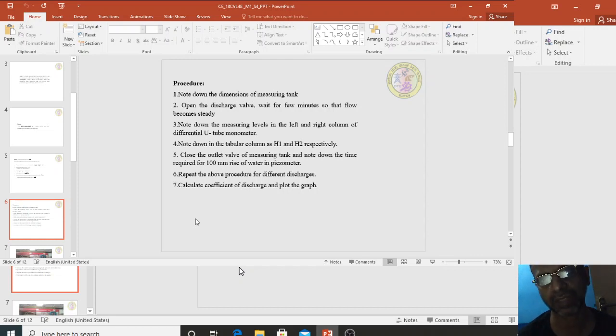a 100 mm rise in water in the piezometer. Okay, so the time required for the 100 mm rise of water in the piezometer is to be recorded. And repeat this procedure for different discharges. What is the meaning of different discharge?